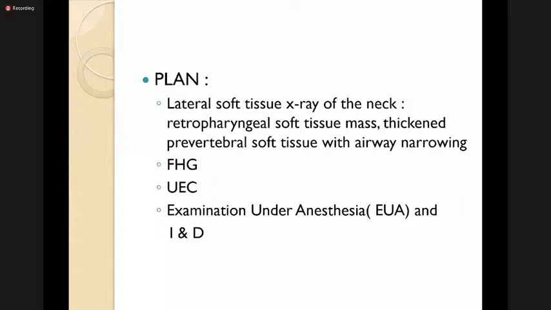So what do you do for this patient? For this kind of patient, what you want to do is get a lateral soft tissue X-ray of the neck, of the retropharyngeal area, where you will find a retropharyngeal soft tissue mass and thickening. You also need to do a full hemogram to check the markers of infection, all right? Also, because the patient has been anorexic, do they have micronutrient deficiencies?